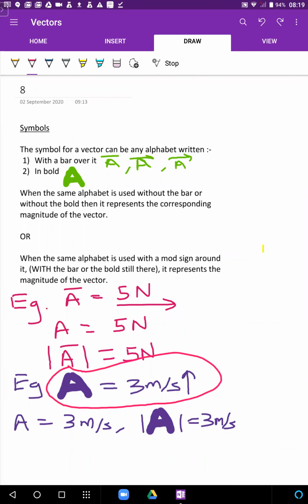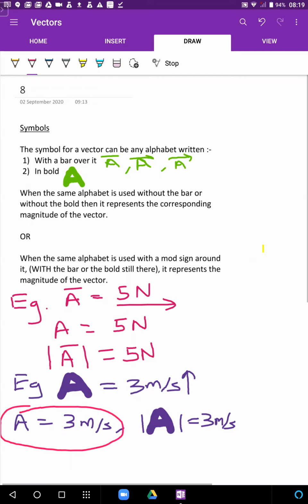Imagine I have drawn this in bold and I'm representing this particular vector, 3 meters per second upward. I only want to talk about the magnitude. So what I'll do is remove the symbol that made this a vector, the bold, and write a normal A. So that normal A will automatically talk about the magnitude. And similarly, mod of that vector symbol, mod of A bold, will also talk about the magnitude. Either put the mod symbol to talk about magnitude, or remove the vector symbol, which was a bar or bold, and you'll automatically talk about the magnitude.